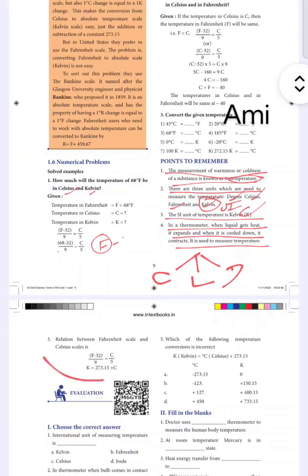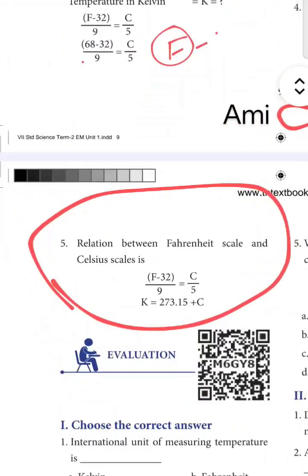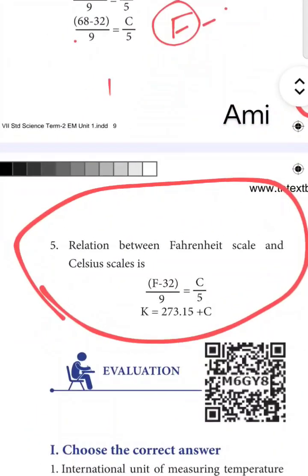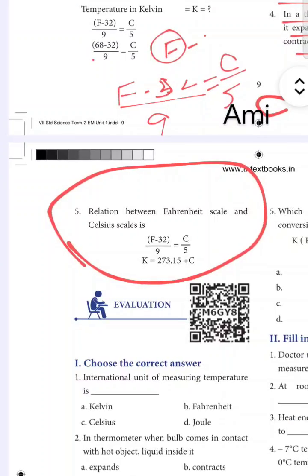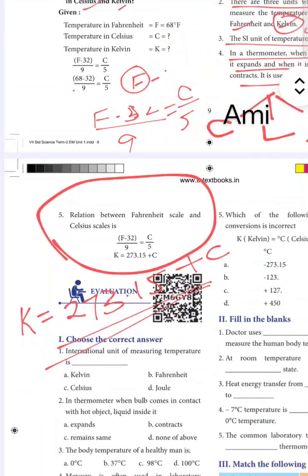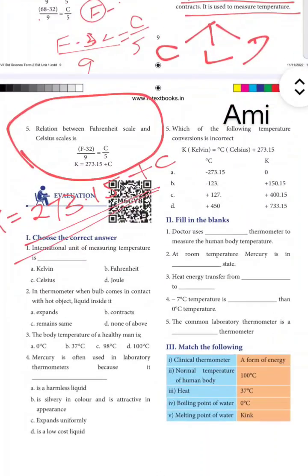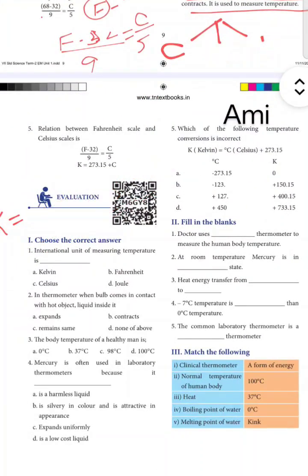The relationship between the Fahrenheit scale and Celsius scale is that Fahrenheit minus 32 by 9 is equal to Celsius by 5. If you want to convert it to Kelvin, you should add 273.15 to the Celsius value. So this is the conversion formula. Now we'll try to solve the book back questions.